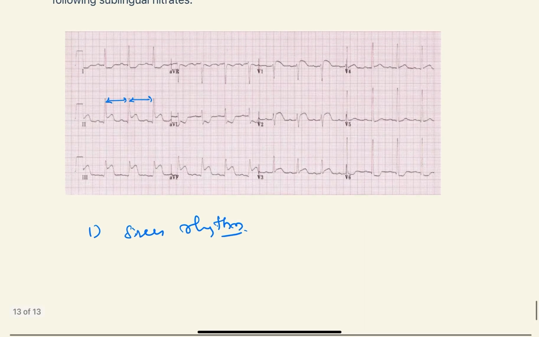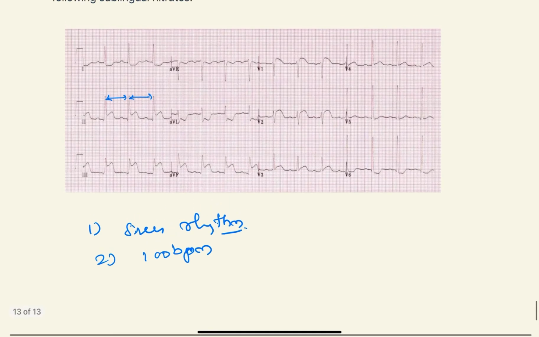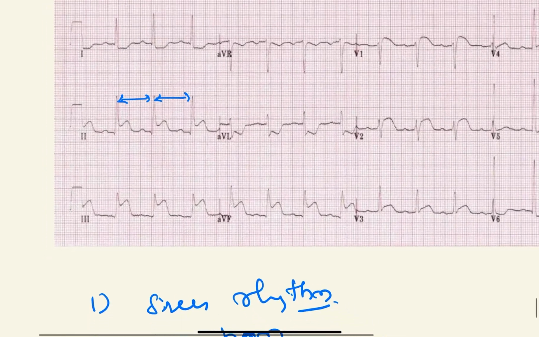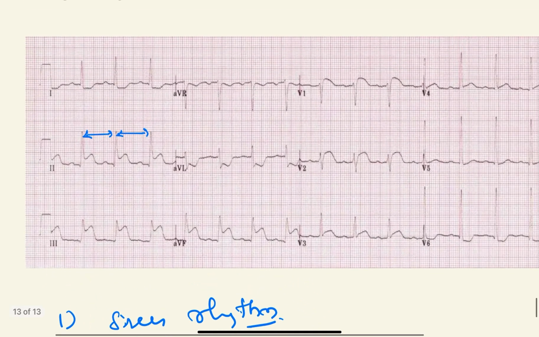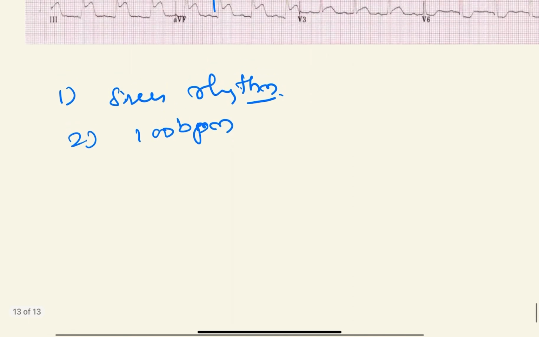Next, what is the rate? It's around 100 beats per minute. Then the next thing that you have to see is the axis. You have to look carefully. So axis: lead 1 is predominantly upward and lead AVF is also predominantly upward, so normal axis.